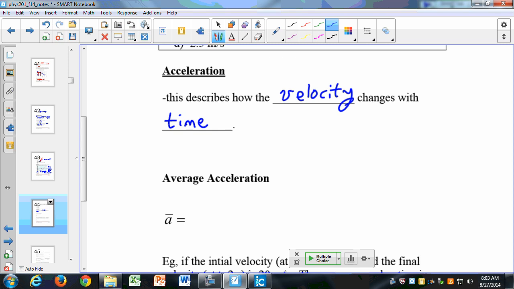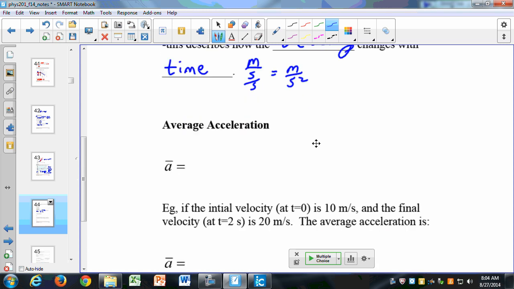Remember, the units of this were meters per second, or meters per second squared, as we usually write it. It says for every second, how much does the meters per second change? For every interval of time, how much does the velocity change? And just like we do with average velocity, we'll have an average acceleration. It's going to be delta V divided by delta T, VF minus V initial over the total time.